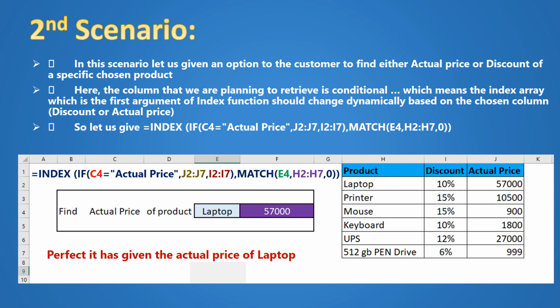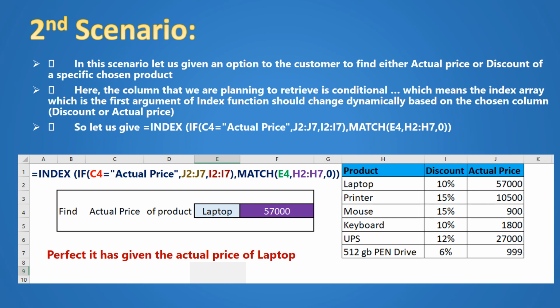Now let us see the second scenario. Since in this scenario we need an exact match, let's give an option to the customer to find either the actual price or the discount of a specific product. The column that we are planning to retrieve, it has given the actual price of keyboard, which means the index array, which is the first argument of the index function, should change dynamically based on the chosen column, discount or actual price.